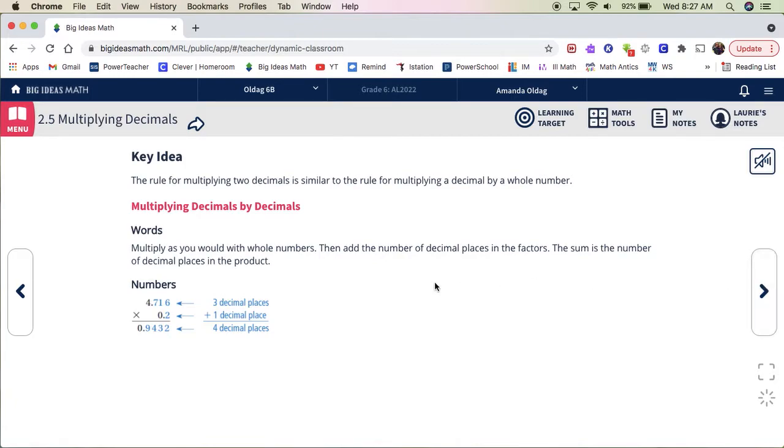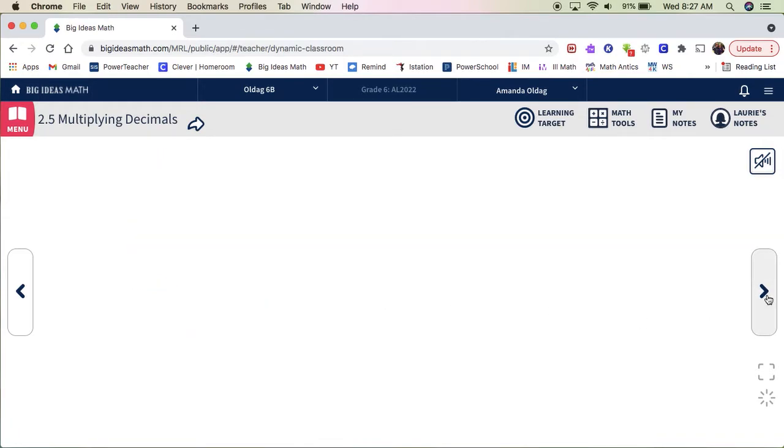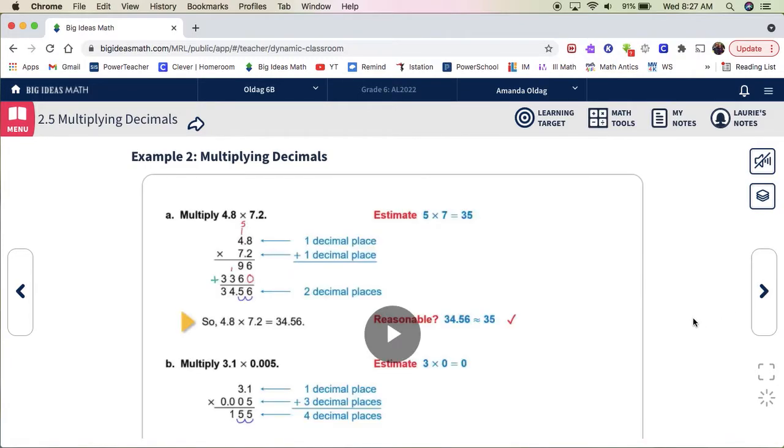Now, what if you're multiplying a decimal by a decimal? Well, the key idea says the rule for multiplying 2 decimals is similar to the rule for multiplying a decimal by a whole number. So you would multiply as you would with whole numbers, then add the number of decimal places in the factors. There are 2 factors this time. The sum is the number of decimal places in the product. For instance, you have 3 decimal places here, you have 1 here, so you would need a total of 1, 2, 3, 4 decimal places in your product, in your answer.